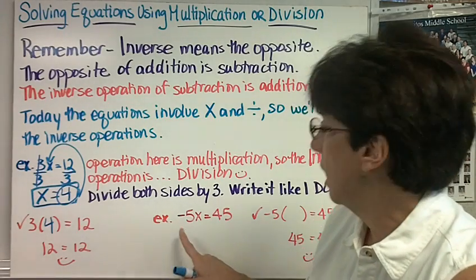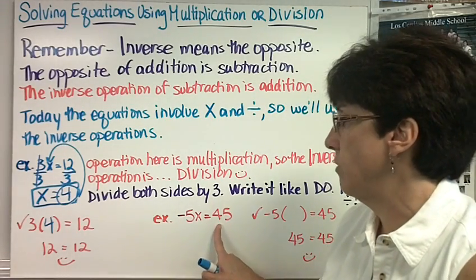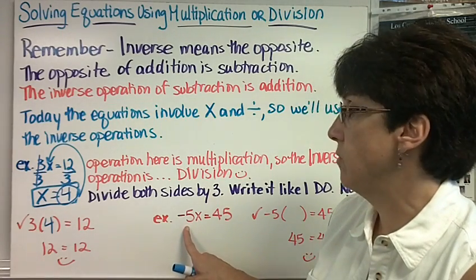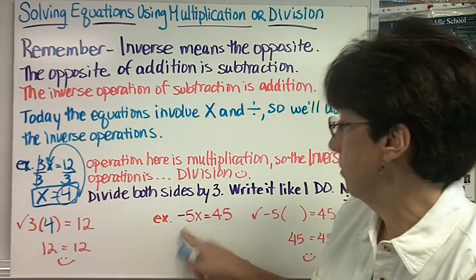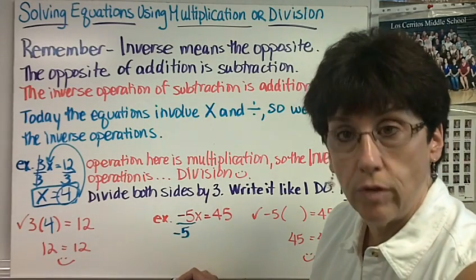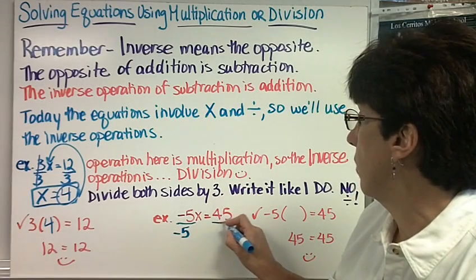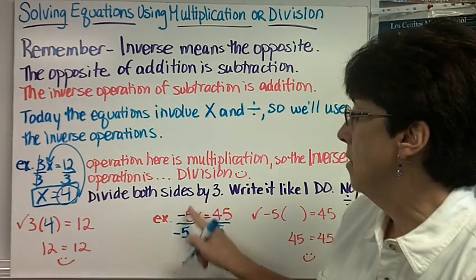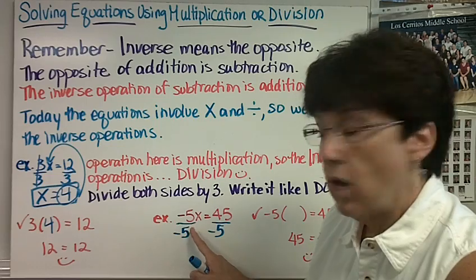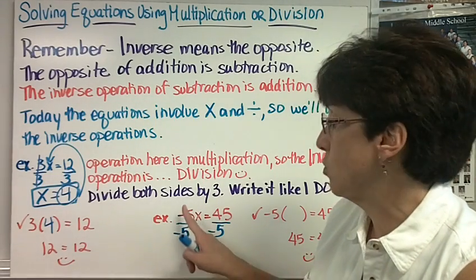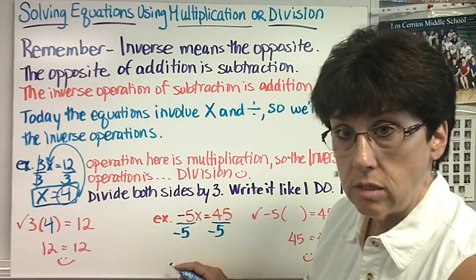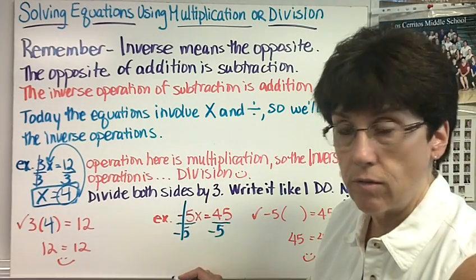Here's another example. Negative 5 times x is 45. Once again, the operation is multiplication. So the inverse is division. Divide both sides by whatever is multiplying your variable. Here it's negative 5, so I divide both sides by negative 5. Do you notice how I'm just doing the fraction bar line for division under the 5? I don't need to put it under the x because we're saying negative 5 divided by negative 5, which is 1, because anything over itself is 1.